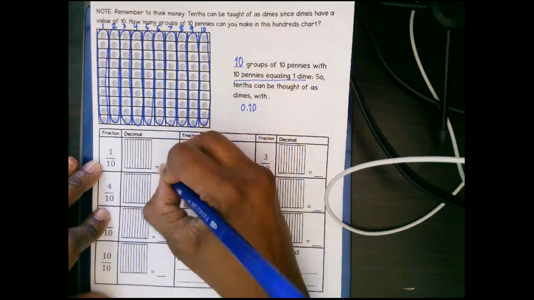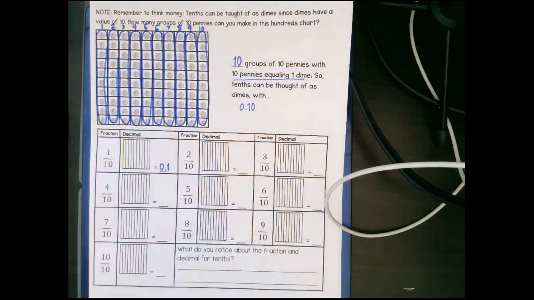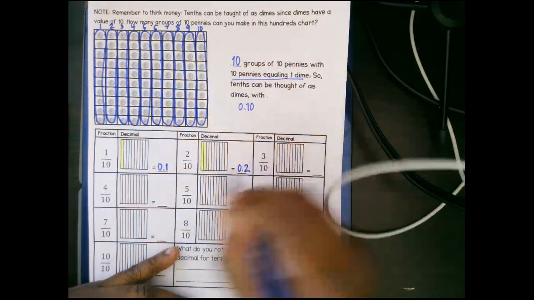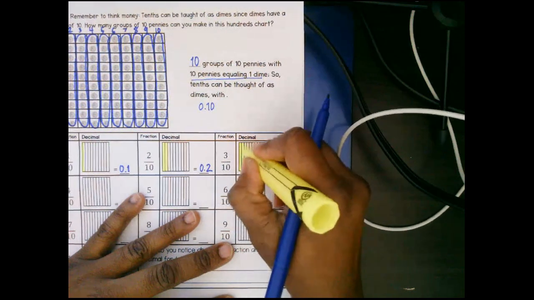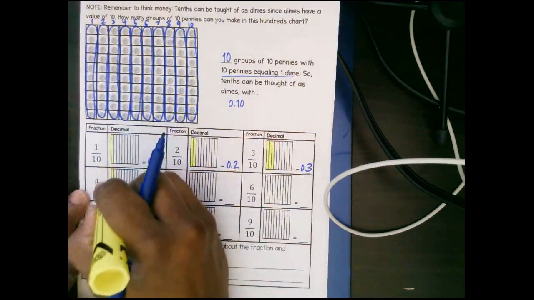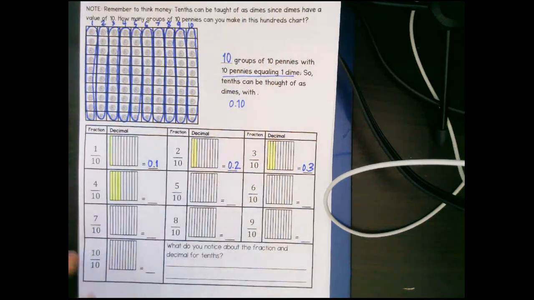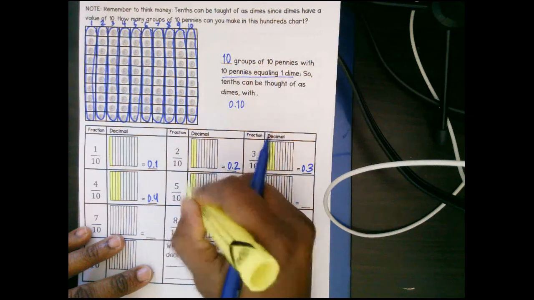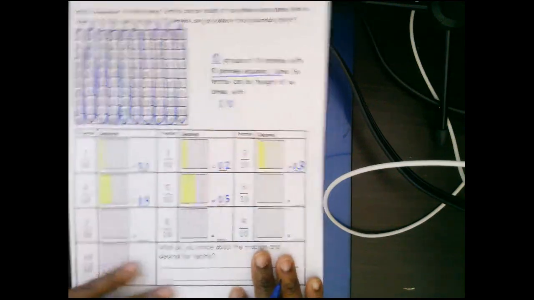All right, so 1/10 is equal to 1/10. I'm going to use the highlighter. 2/10. 1/10, 2/10. 2/10 equals 2/10. 3/10. 1/10, 2/10, 3/10. 4/10. 1/10, 2/10, 3/10, 4/10. I'm noticing something. What do you think that is? 5/10. Let's do 1/10, 2/10, 3/10, 4/10, 5/10. 5/10 equals, you guessed it, 5/10.